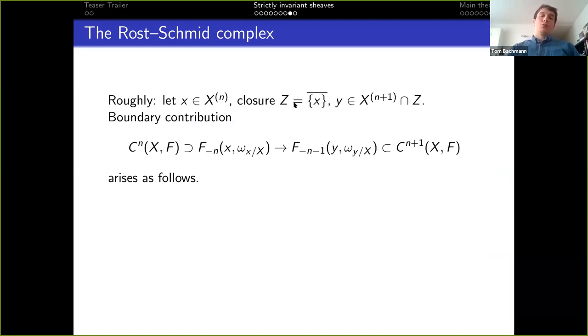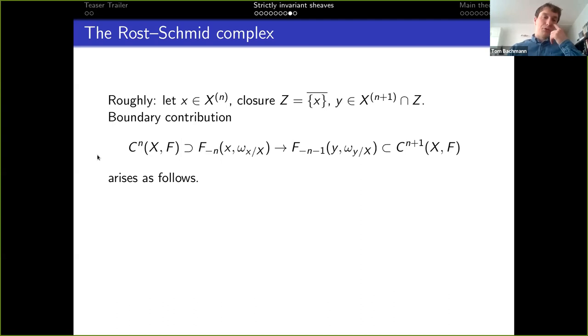And what you do is you choose a point of codimension one on that subscheme. So in other words, a point of codimension n plus one in Z. So basically you choose a direct specialization from X to Y. And then there will be a contribution of the boundary map from X to Y. And these will be all the contributions, right? So this is some huge sum here, some huge sum here. So the boundary map is some huge matrix, and all entries correspond to direct specializations.